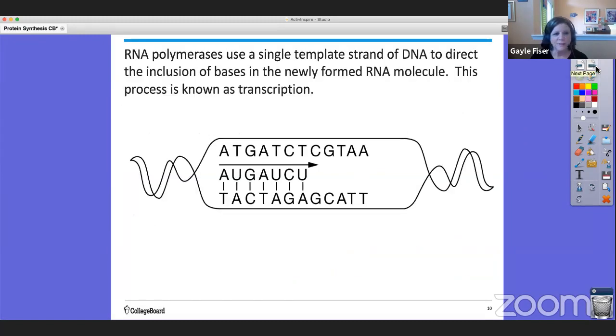All right, so first of all, RNA polymerases use a single template strand of DNA to direct the inclusion of bases in the newly formed RNA molecule. This process is known as transcription. So what's going to happen is an enzyme, RNA polymerase, is going to unzip this DNA, and it's going to assemble a strand of messenger RNA, and it's going to add nucleotides to the 3' end. Okay, so it started at the 5' end, and it will add them at the 3' as it goes.